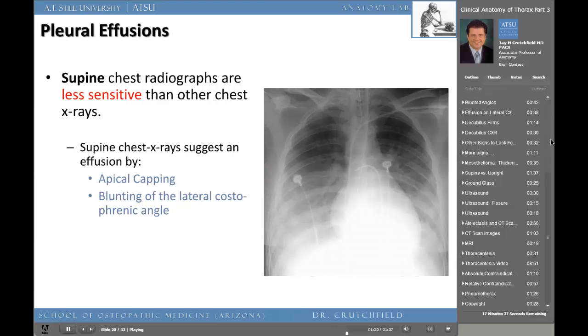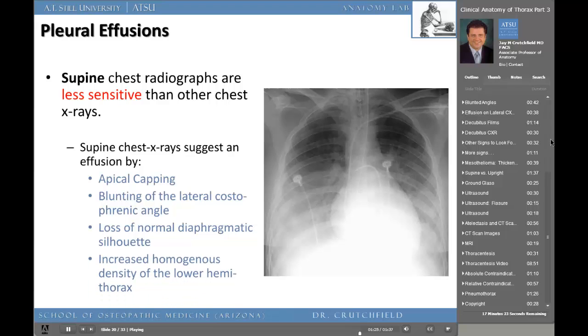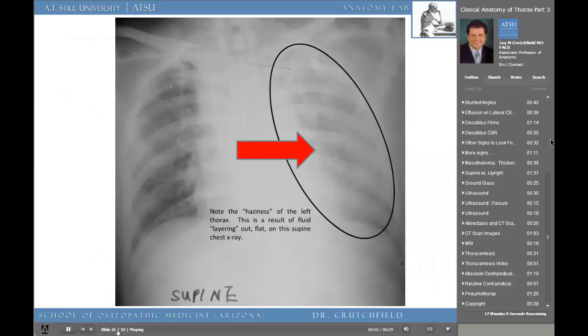All of these can be signs that there's a pleural effusion. Here's an example of a supine chest x-ray, and the red arrow is showing an opacified left hemithorax. It's cloudy because the fluid has layered out, just like if you've taken that glass of fluid and thrown it on a plate or thrown it on the ground. The haziness of this left hemithorax is highly suggestive of a left pleural effusion.